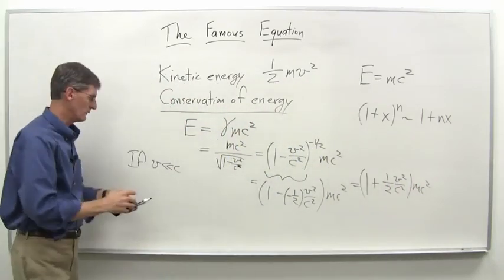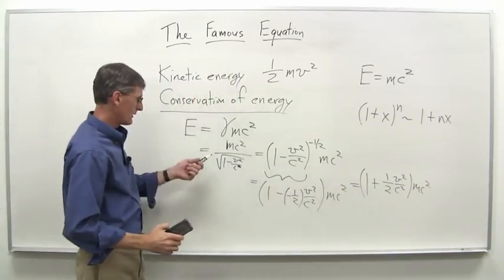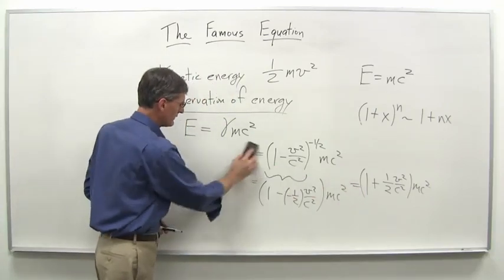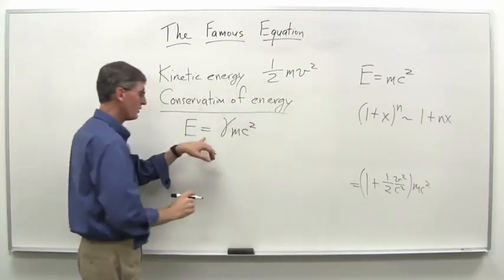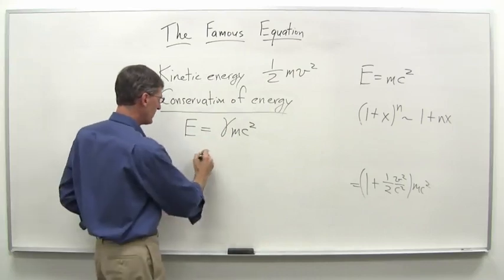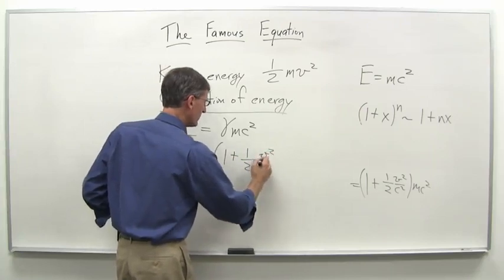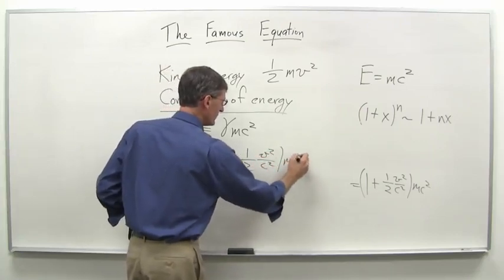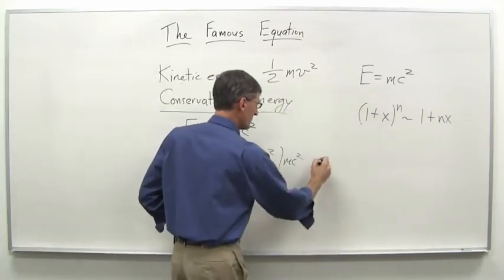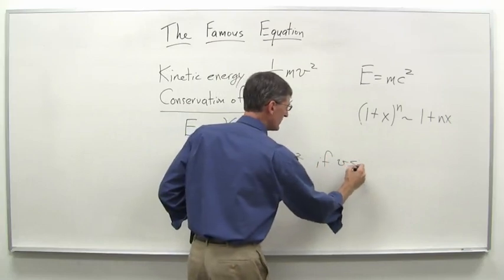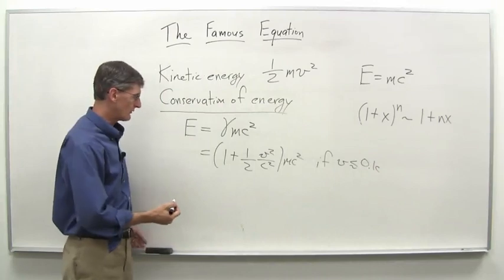Now we're going to bring it back over here in a minute just to look at it a little bit better. Okay, so this is how we got there. Let's erase this part now and say, okay, so we've shown that gamma mc squared can be written as 1 plus 1/2 v squared over c squared times mc squared if v is less than about 0.1 c, something like that, for low velocities, in other words.